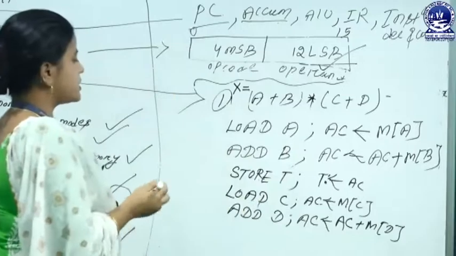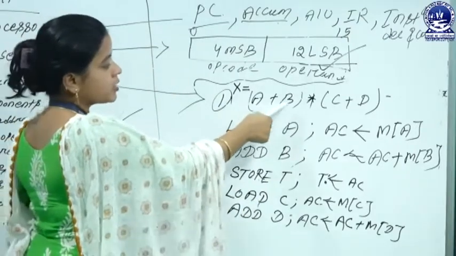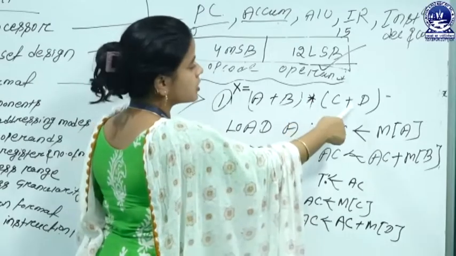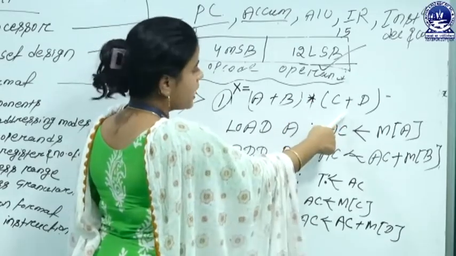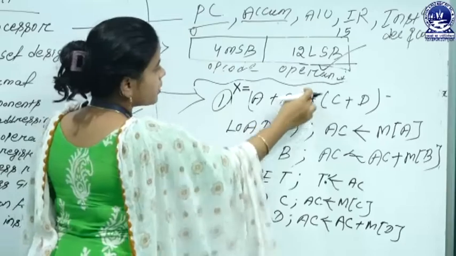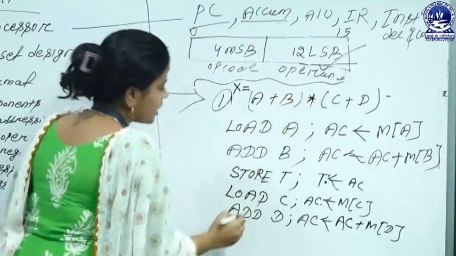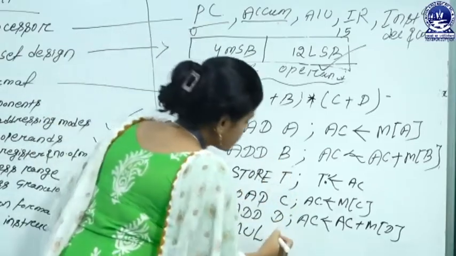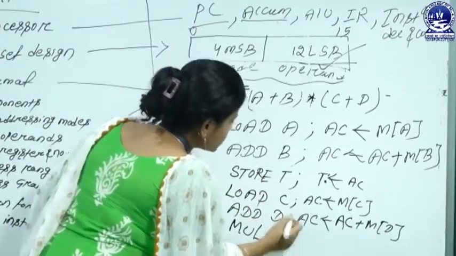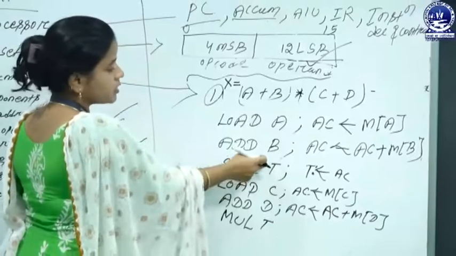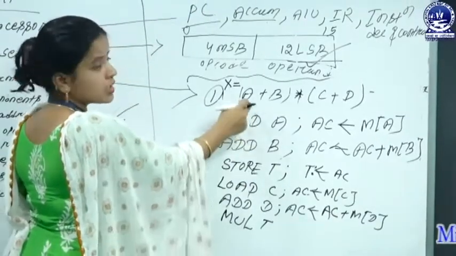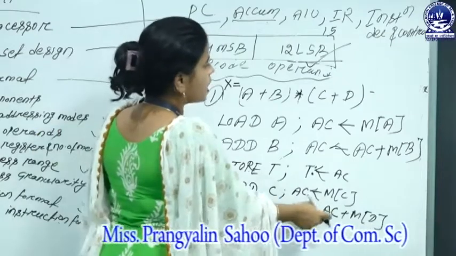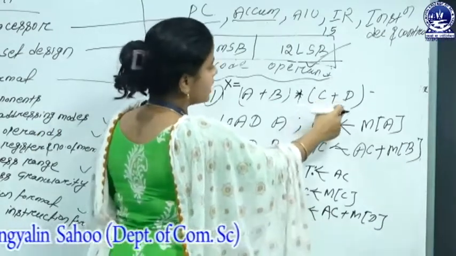Okay. After the two additions are performed, then it performs the multiplication calculation using the two addition results. So now the particular opcode arrives, that's your multiplication. So multiplication of T, that means the resultant element stored in the T location, that's A plus B, is multiplied with the accumulator value which holds the C plus D value.